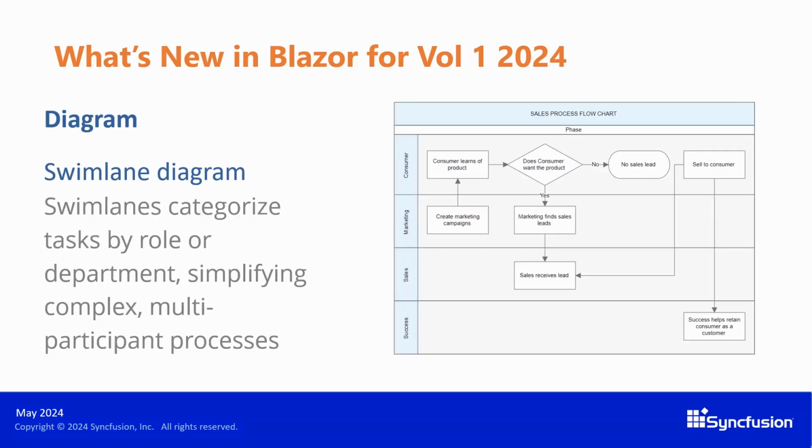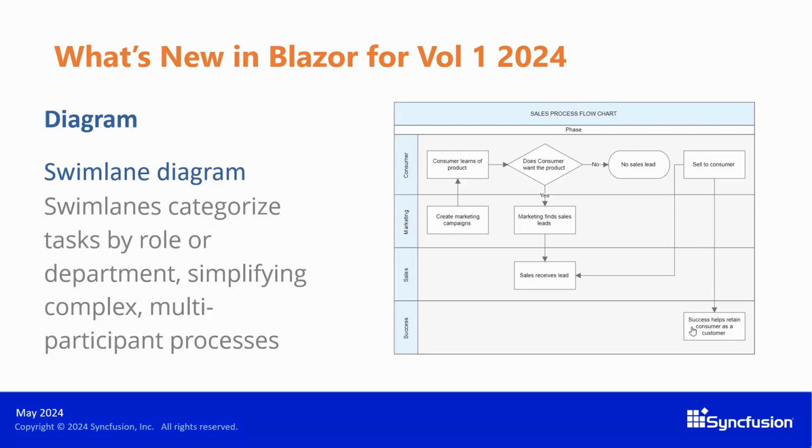The next feature is in Blazor diagram. The Blazor diagram now provides support for the swim lane diagrams. Now you can easily draw swim lane diagrams both programmatically and interactively. This swim lane is a visual element used to showcase complex processes that involve multiple participants or departments in an organization.